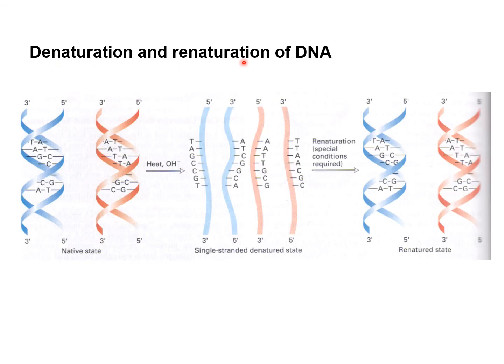Denaturation and renaturation of DNA is a reversible process. From the native state, you can get the DNA denatured by treating it with hydroxide or heating those molecules. But by removing those factors, you can get the DNA renatured back into the native state.